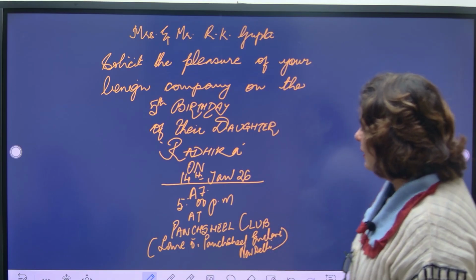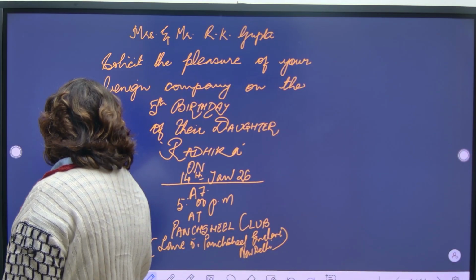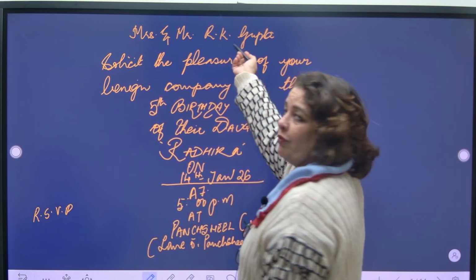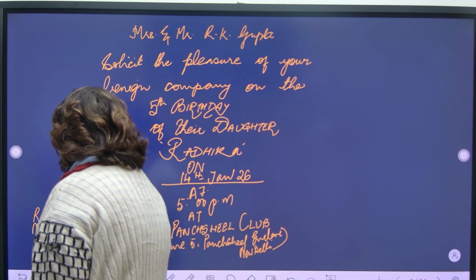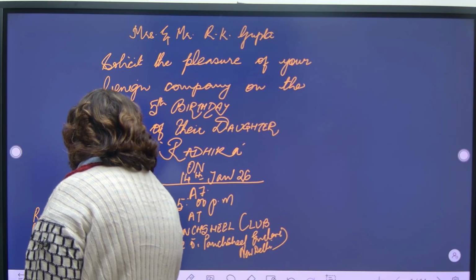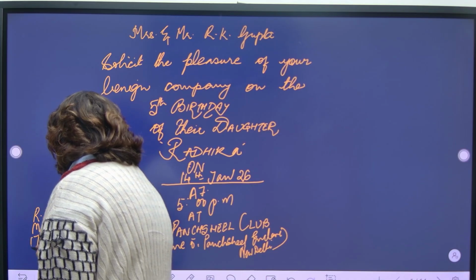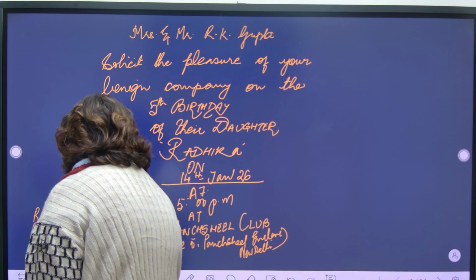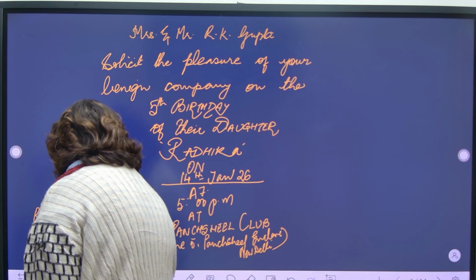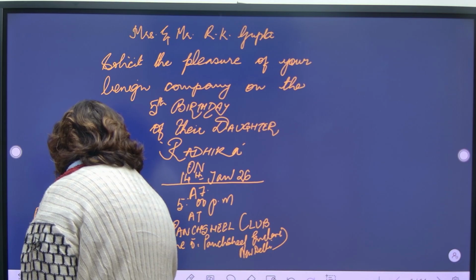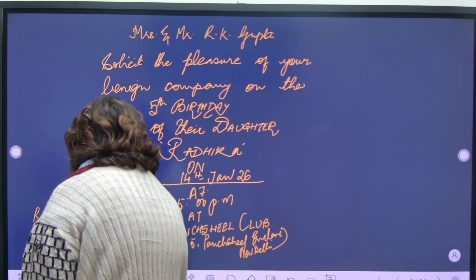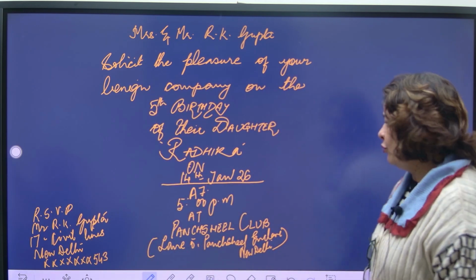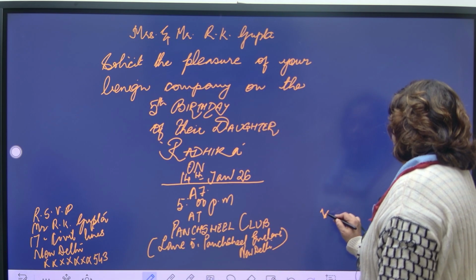Fine. And then left hand side, I don't have the space, so you will have to write after this. Here you will write name of one of the persons. Okay, Mr. R.K. Sharma, sorry, R.K. Gupta, 17 Civil Lines, Delhi, and phone number 12345675543. Is that clear? You have to write the phone number on the right hand side with best wishes.